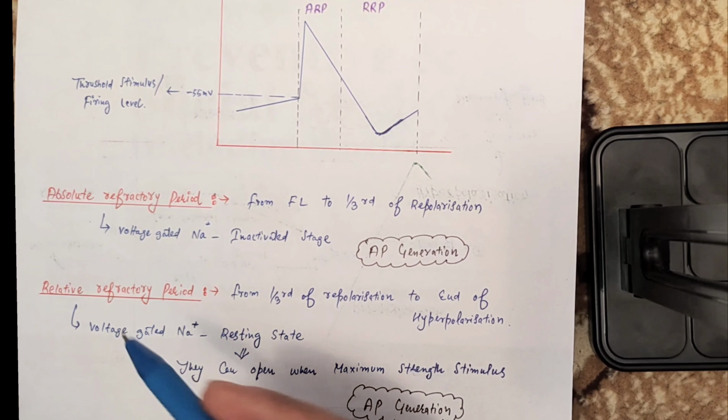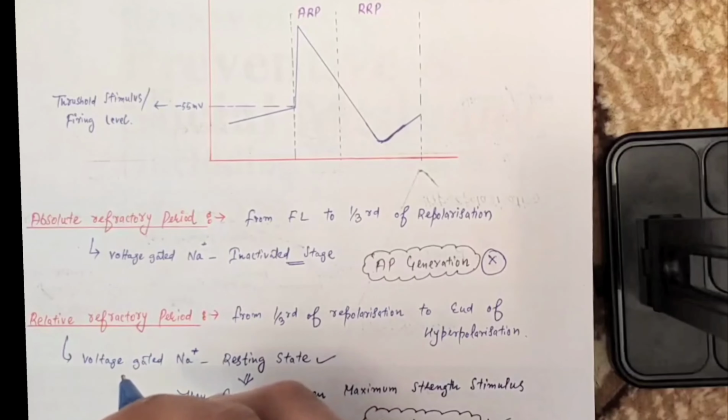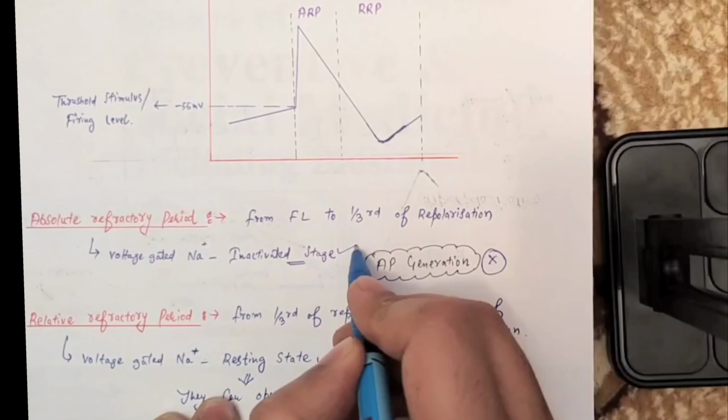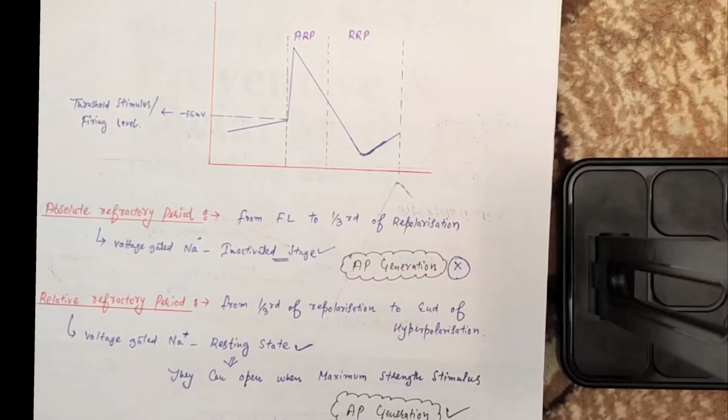Now we will see the absolute and the relative refractory period. The absolute refractory period is from the firing level to one third of the repolarization. Here the voltage gated sodium channels are in the inactivated stage. They can't be opened even by giving the maximum strength stimulus, hence AP generation is not possible here. The relative refractory period is from one third of the repolarization to the end of hyperpolarization. Here the voltage gated sodium channels are in the resting stage. They can open during a maximum strength stimulus and hence can generate the action potential.